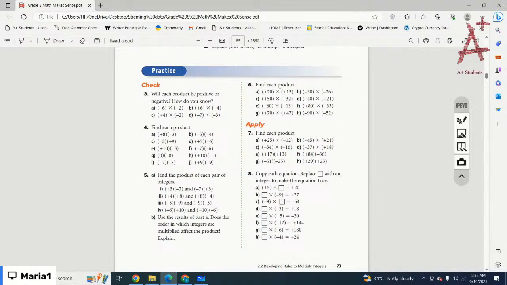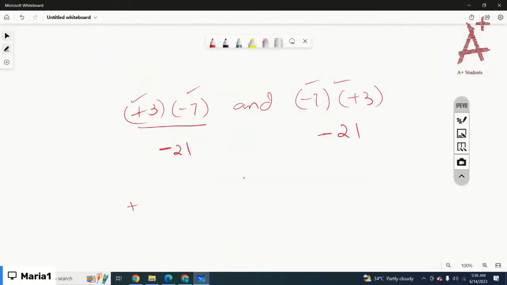Okay, let's look at question number 6. Find the product. Let's do the first one. Positive 20 times positive 15. So you are multiplying two numbers with the same signs. The answer must be positive. 15 times 2 is 30, so it would be 300. Got it?